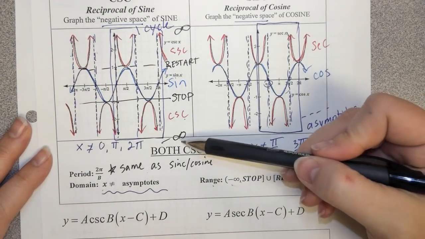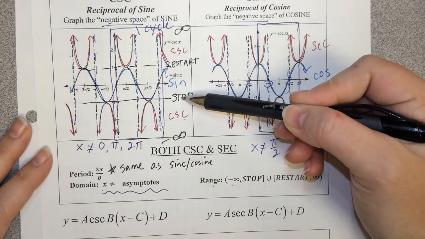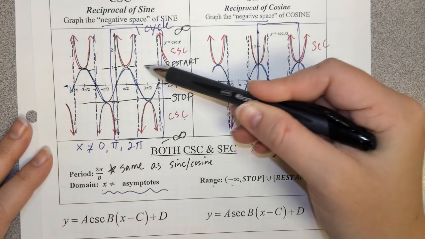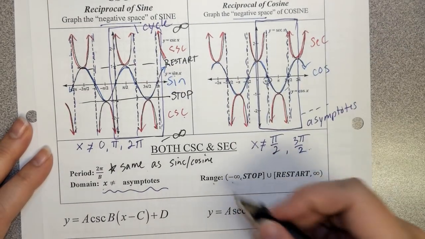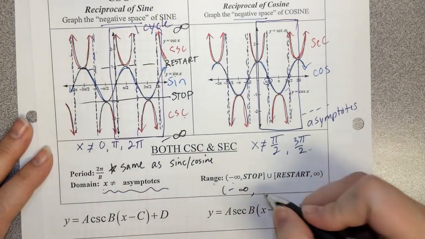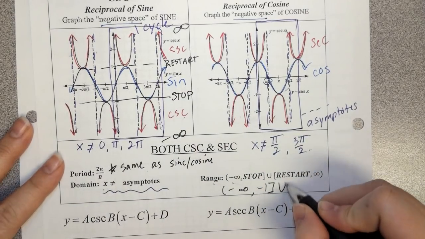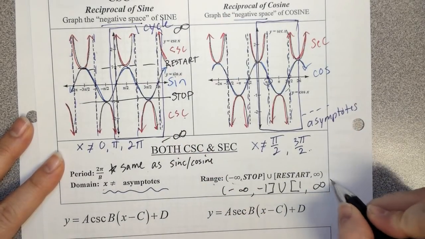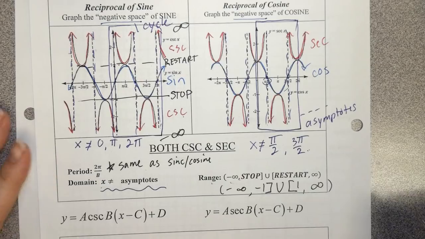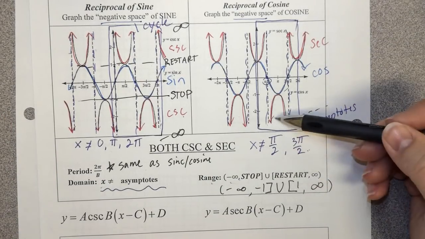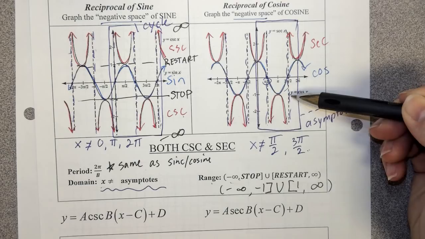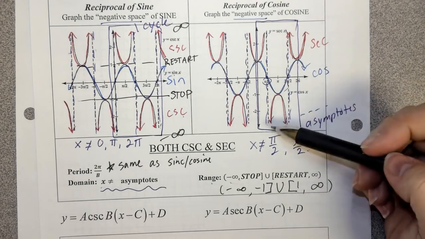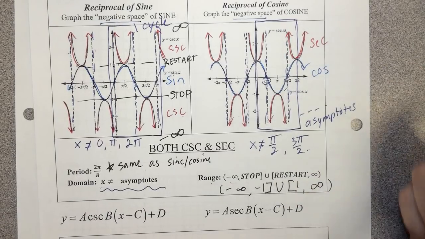All right. So again, negative infinity because it's pointing down, up to where it stops, where the red stops and cuts off, skip over where sine is, then restart, then up to infinity. So in this case, it would be negative infinity to -1, bracket, a U, bracket. It starts up again at 1, and then off to positive infinity. Same thing actually over here for secant. It's going to go down to negative infinity, cut off at -1, pick up again at 1, and then go off to infinity. So you're just describing the range for the red curves here.